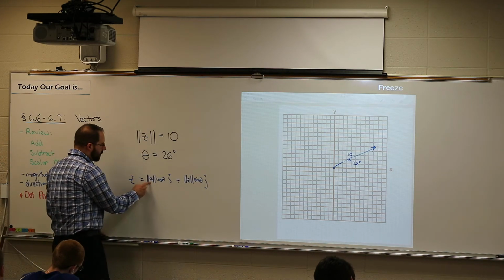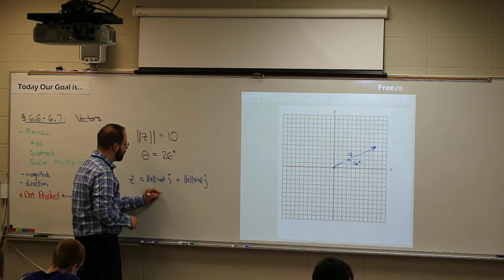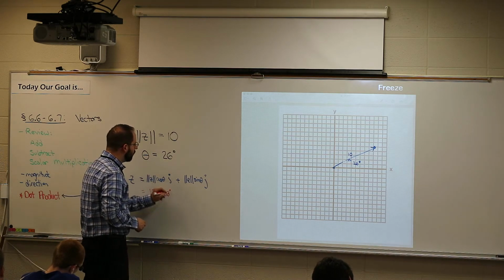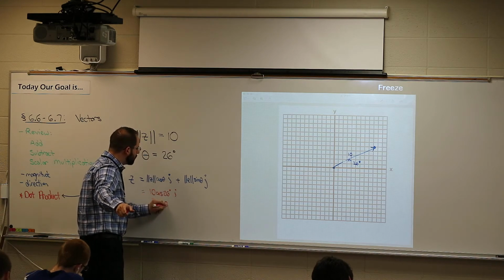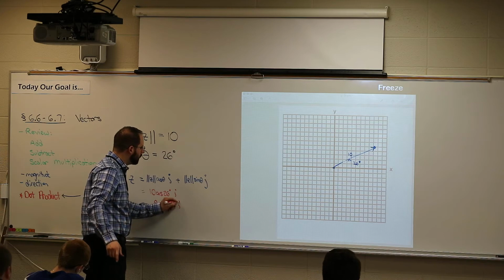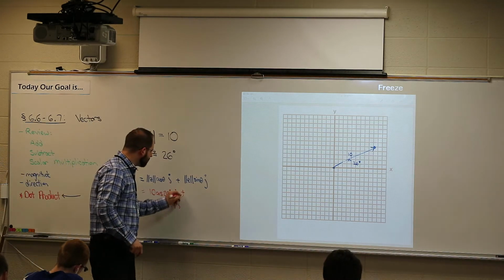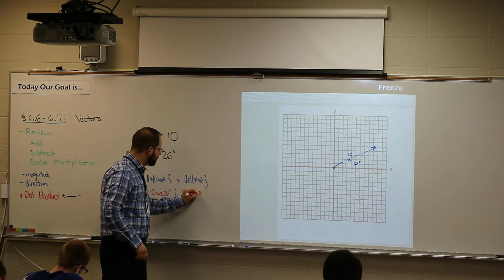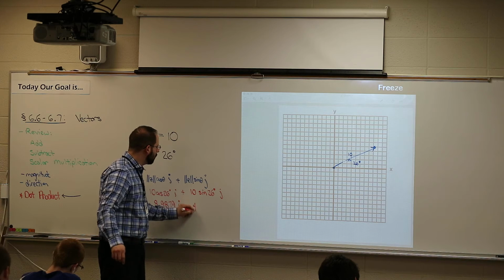Okay, so the magnitude of z, what is it again? 10. 10 times cosine 26 is 8.9879. So 8.9879i, that's my i component. It's about 8.99 across. Plus 10 times the sine of 26 degrees, which is 4.3837.